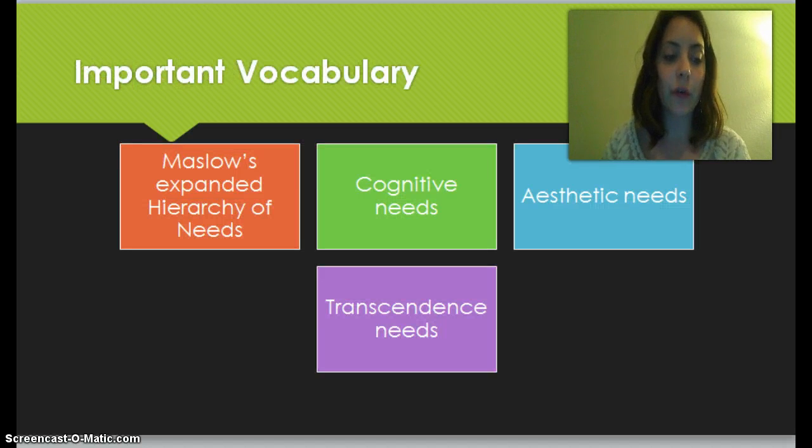There are 4 additional vocabulary words, including Maslow's expanded hierarchy of needs, cognitive needs, aesthetic needs, and transcendence needs. Again, these terms will be explained and expanded on in this portion of my presentation.